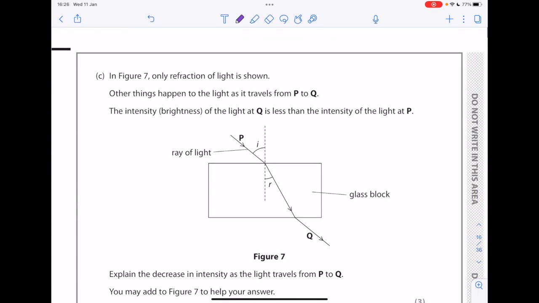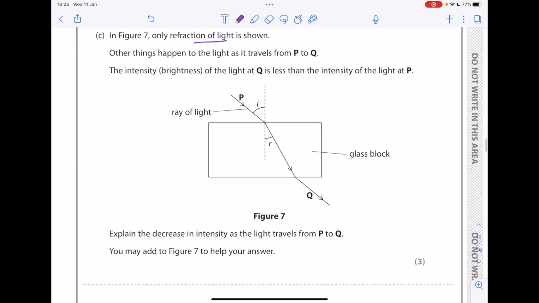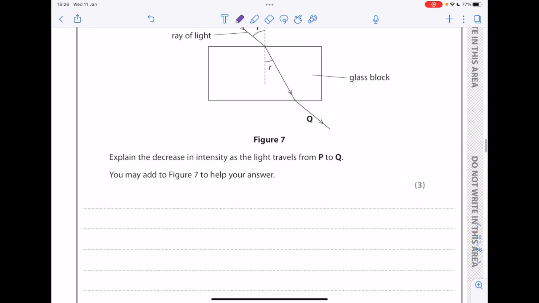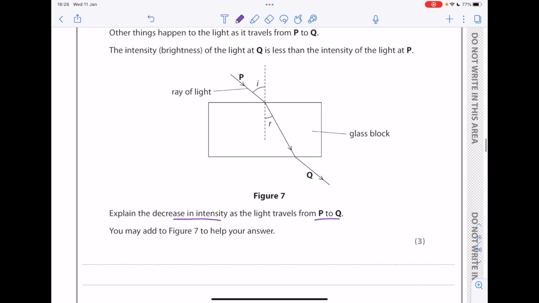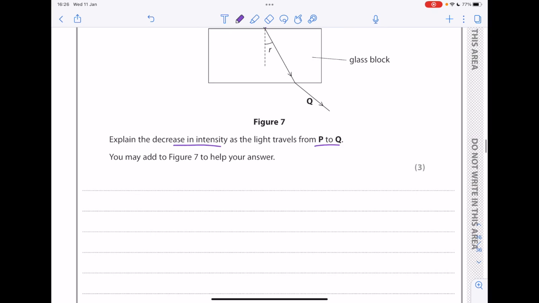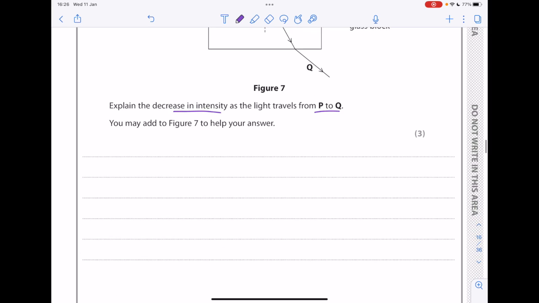In figure 7, only refraction of light is shown. Other things happen to the light as it travels from P to Q. The intensity, brightness, of the light at Q is less than the intensity of the light at P. Explain the decreased intensity as the light travels from P to Q. You may add to figure 7 to help your answer. So what you actually find is up here, some of the light is reflected. We can label that here. And also some of the light is absorbed by the glass, both of which will reduce its intensity as the light travels from P to Q.